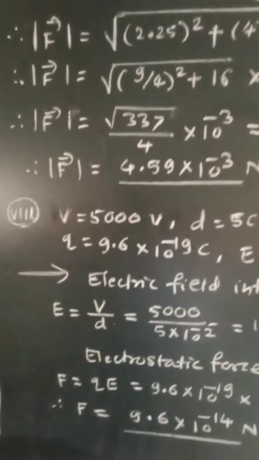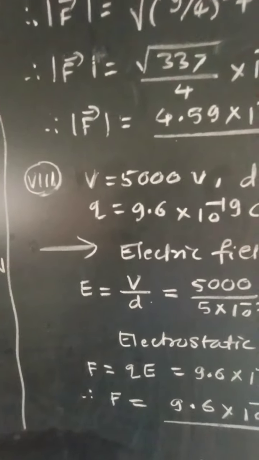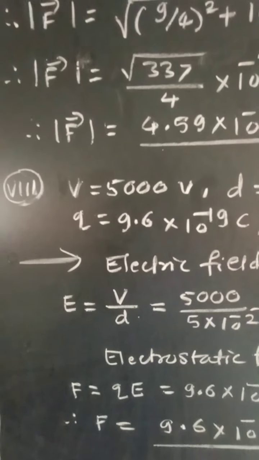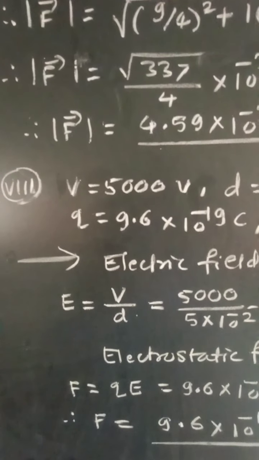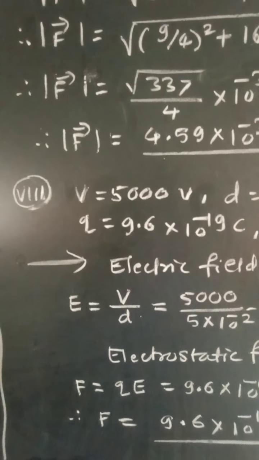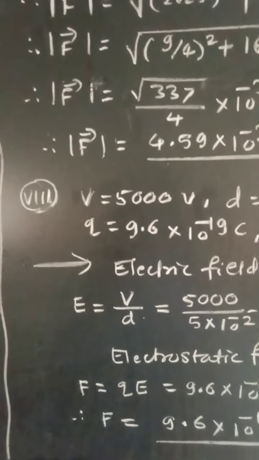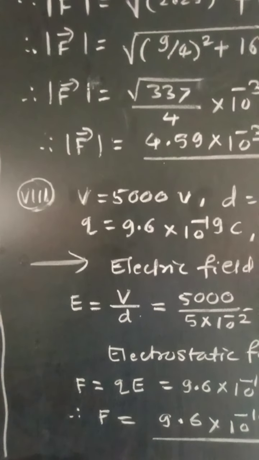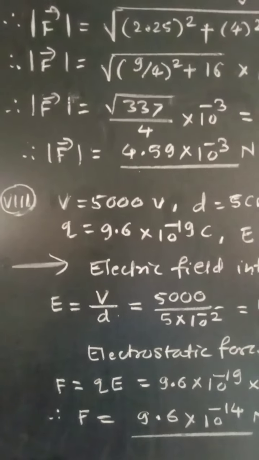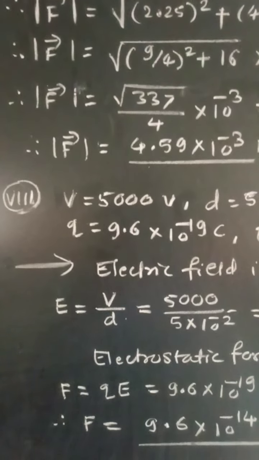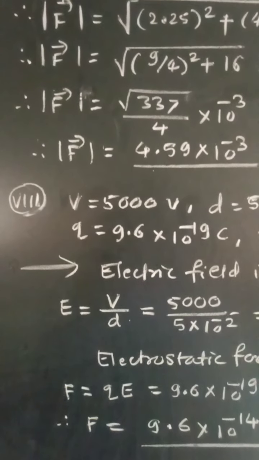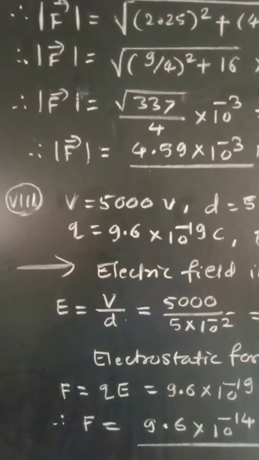Then we will go for next numerical, that is numerical number 8, which is given as: a potential difference of 5000 volt is applied between two parallel plates 5 cm apart. A small oil drop having a charge of 9.6 into 10 raised to minus 19 coulomb falls between the plates. Find electric field intensity between the plates and force on the oil drop.